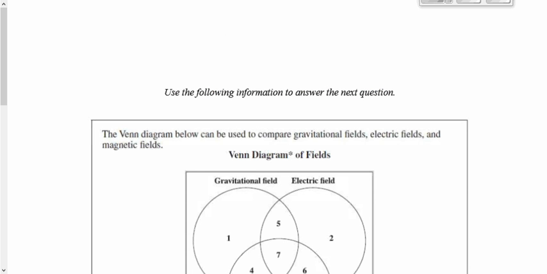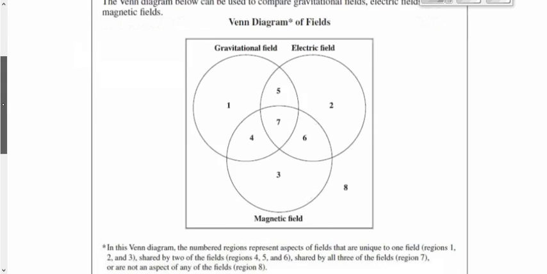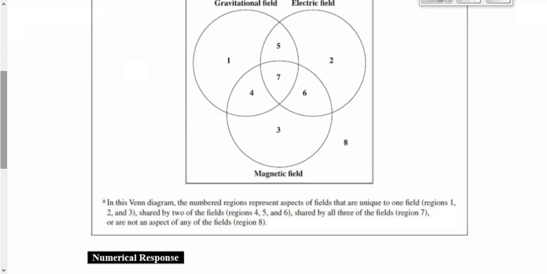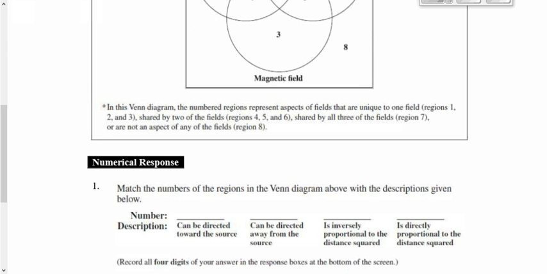And numeric response number 1, which is a Venn diagram, right? You've seen Venn diagrams probably in math, maybe even in social class. We have 3 fields here: gravitational field, electric field, and magnetic field. We should be pretty familiar with all 3 of these fields now. The parts of the circles that overlap in a Venn diagram show things that they have in common, and parts that don't overlap show things that they don't have in common. So we've got all kinds of different overlapping things and non-overlapping things here. We want to match the numbers of the regions in the Venn diagram above with the descriptions given below.